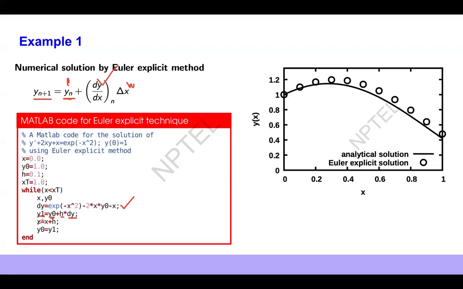Now you have to replace here. This x has to be replaced by the next x value, so x is equal to x plus h, and you replace y with the new y value, so y0 is equal to y1. Again you go from here, because your x is still less than xt. Again you calculate the dy, again you take the increment, reinitialize your x, reinitialize your y. You keep doing it until x is less than xt. Is this clear or should I explain it again?